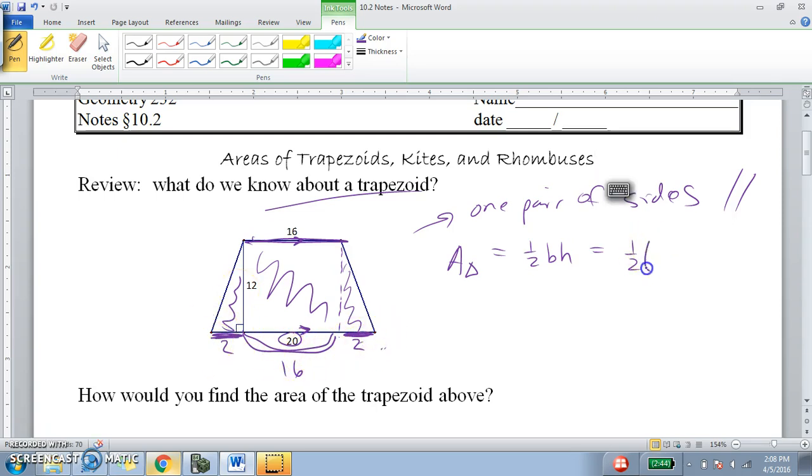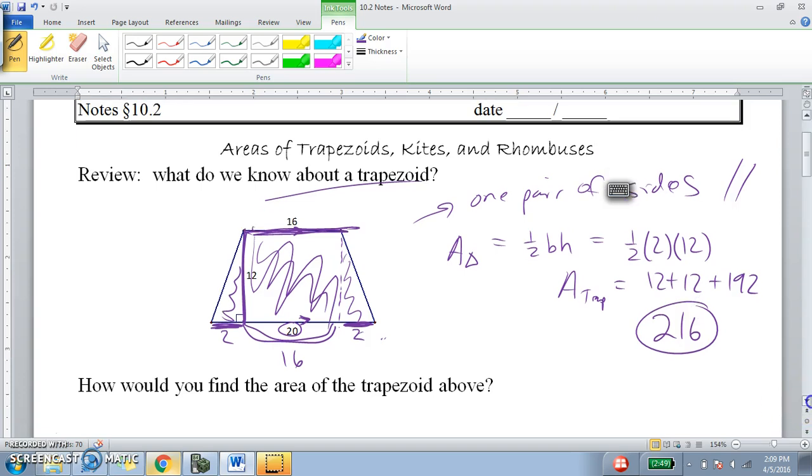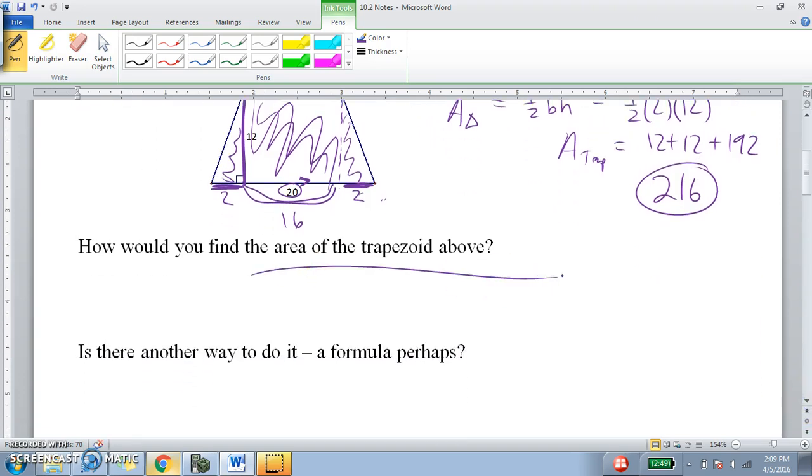So then my base would be 2. My height would be 12. So 1/2 times 2 is 1, times 12 is 12. So area of each triangle would be 12, but there's 2 of them. So I would add that together. So area of the trapezoid is going to equal 12 plus 12 plus whatever the area of this rectangle is. Well, we know this piece is 16. This is 12. 16 times 12 gives us 192. So when we add all of that together, we get that the total area is 216. Okay, so we just found the area of the trapezoid by breaking it into triangles and a rectangle.